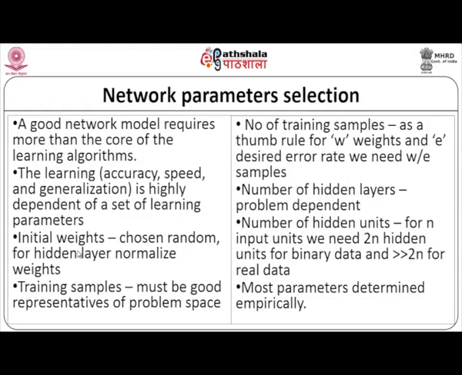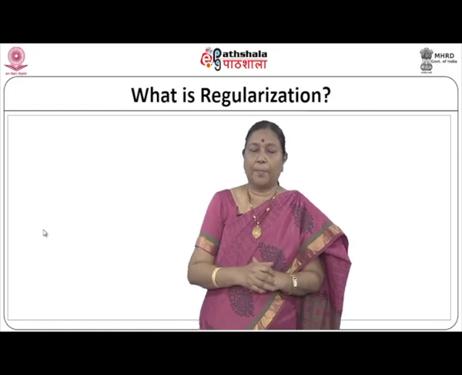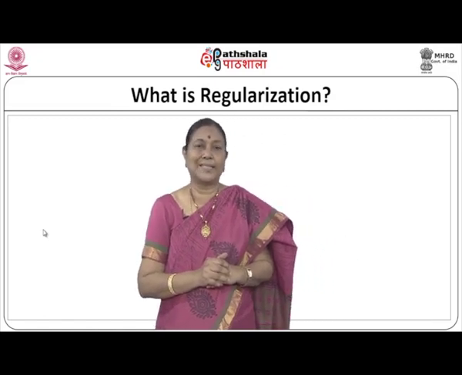Once you decide the number of hidden layers, how many hidden units do you want in each layer? For just one hidden layer, if you have n input units you require 2n hidden units for binary data, and twice or greater than that for real data. For most parameters you can just give heuristics, but they have to be determined empirically by doing experiments and seeing what the output is. Now, we will go to another connected topic, which is called regularization.